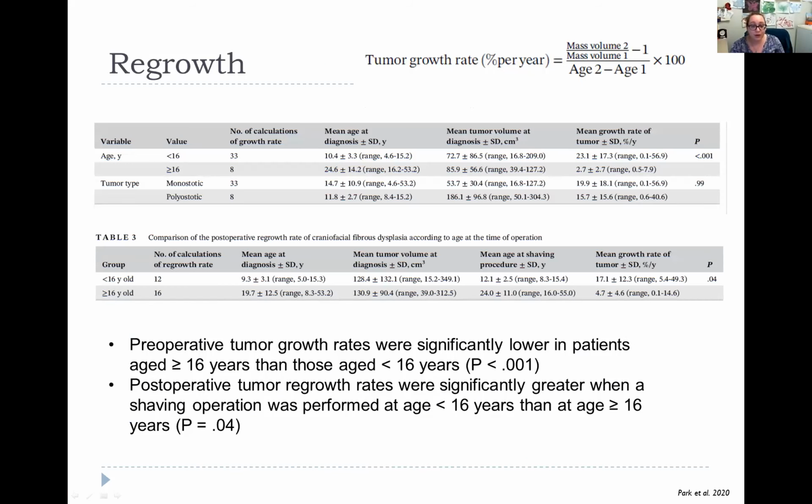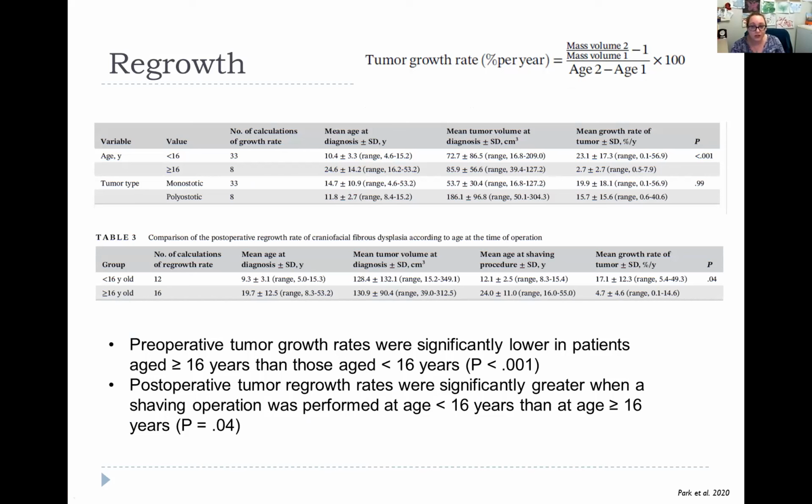As far as regrowth goes, this was one of the best papers that I found. This is a series published last year by Burke et al. in South Korea, where they actually attempted to quantify tumor growth rate, and they were using this equation, which I put up at the top.